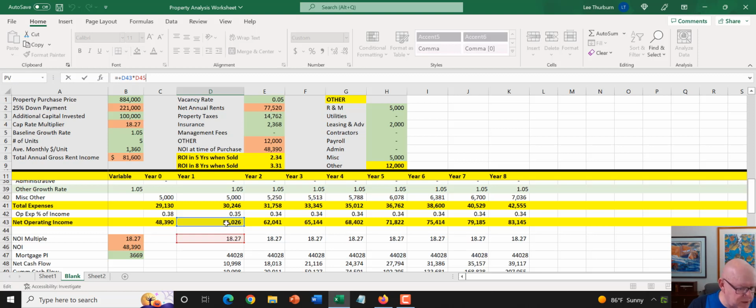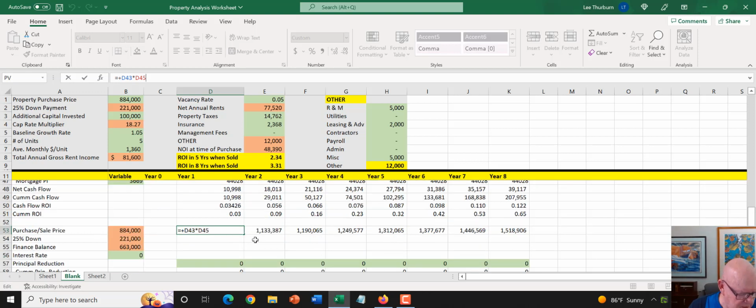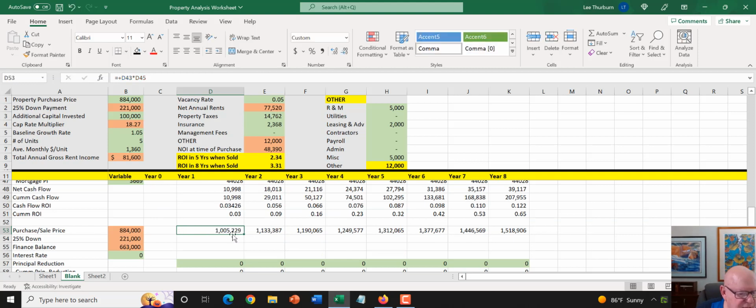We calculated the net operating income in the first year at $55,000. So 55,000 times 18.27 gives us a property value of $1,005,000. That's compared to our original $884,000. But what we want to do is calculate this return at the time of sale on our total investment. So first we're calculating our expected sale price.